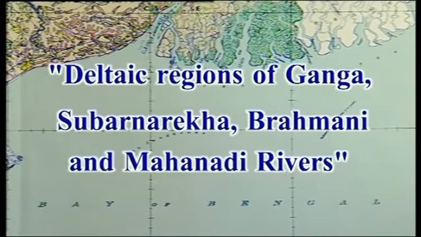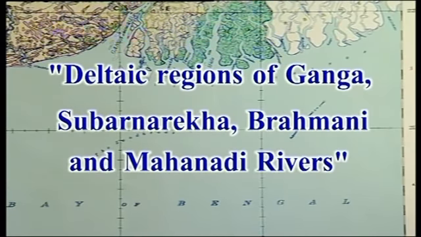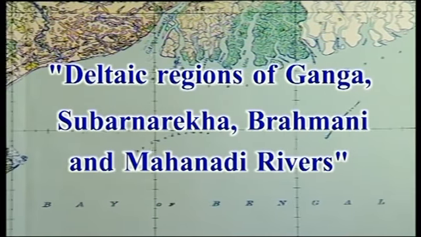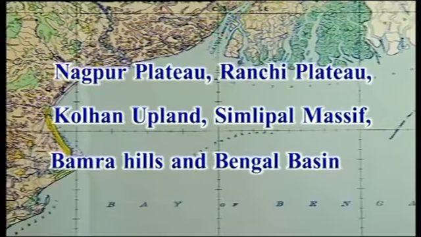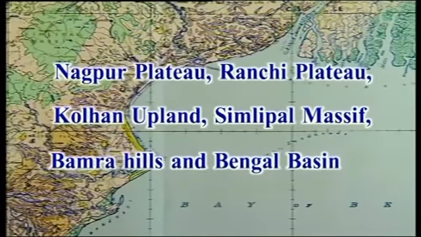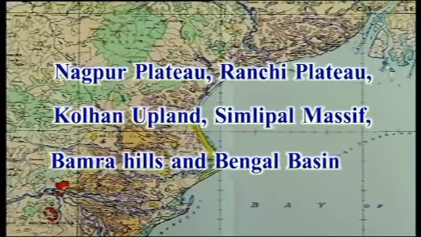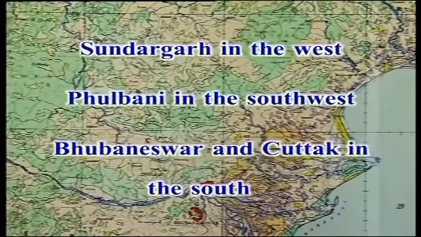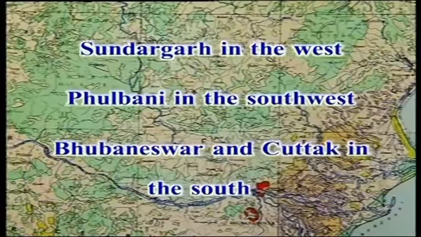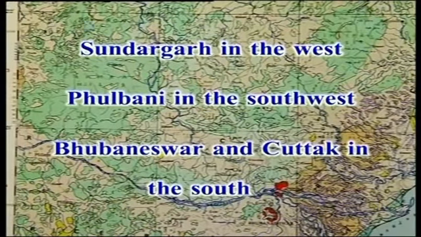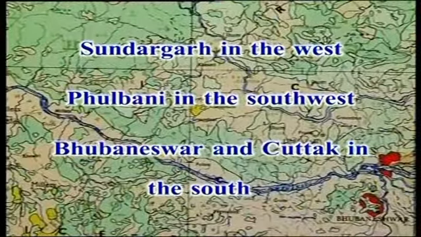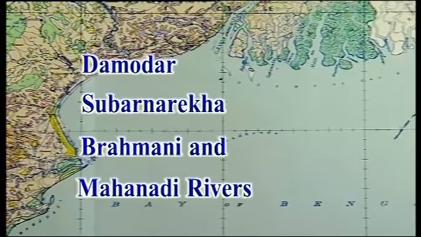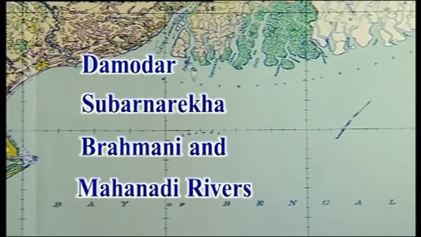Physiographically, this region comprises of the deltaic regions of Ganga, Subarnarekha, Brahmani and Mahanadi rivers, and also the Nagpur Plateau, Ranchi Plateau, Kolhan Upland, Simlipal Massif, Bamra Hills and Bengal Basin. Sundargarh in the west, Purulia in the southwest, Bhubaneswar and Cuttack in the south are located in this region. This region is drained by Damodar, Subarnarekha, Brahmani and Mahanadi rivers.